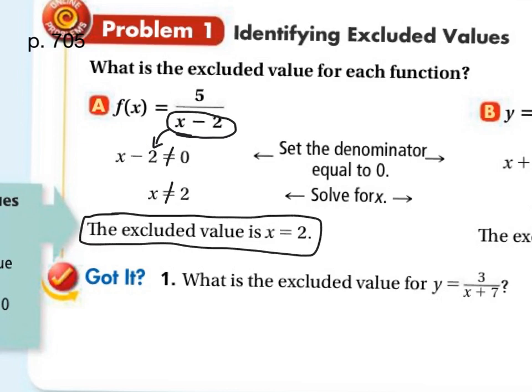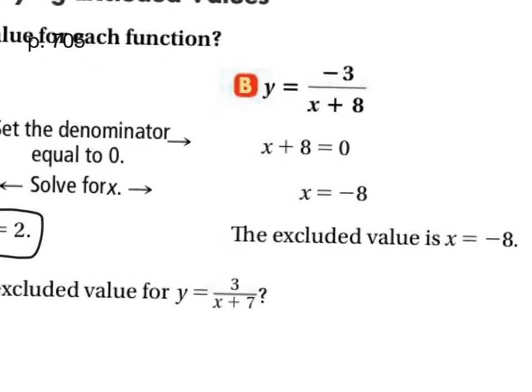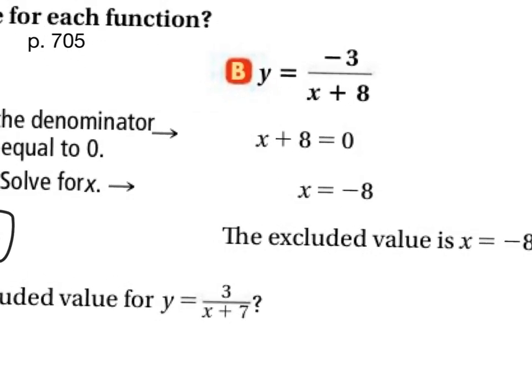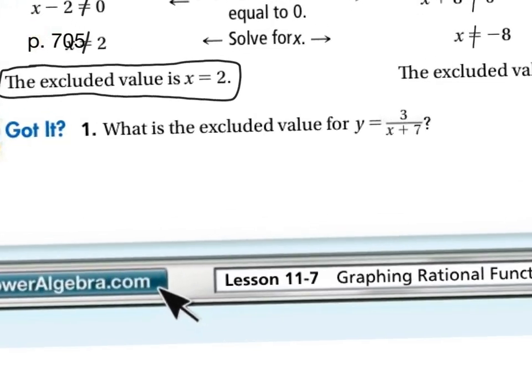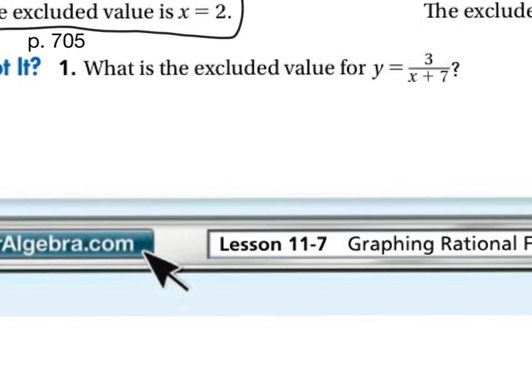Excluded value is x equals negative 2, which basically just means x can't equal negative 2, otherwise the denominator would be 0. We can't divide by 0, so that doesn't work. Part B, similar idea. x plus 8 cannot equal 0, so x cannot equal negative 8. That's our excluded value. So if you look at the Got It number 1, they're asking for the excluded value here.